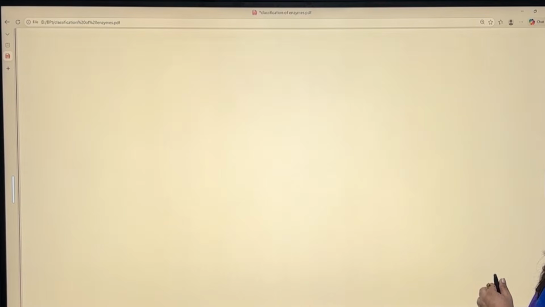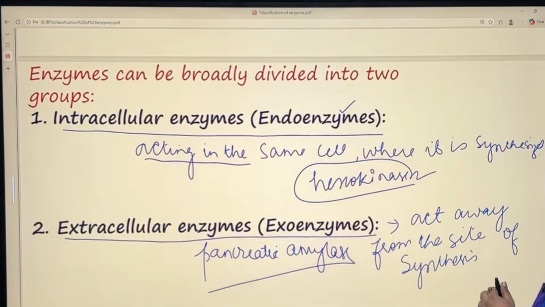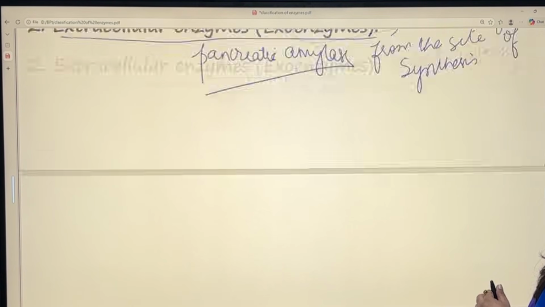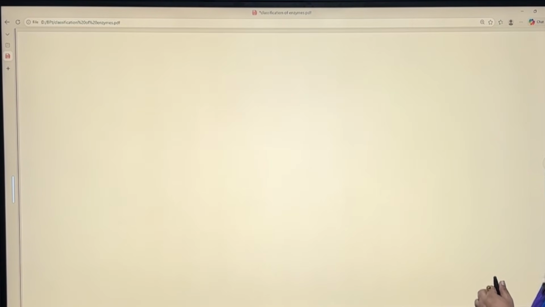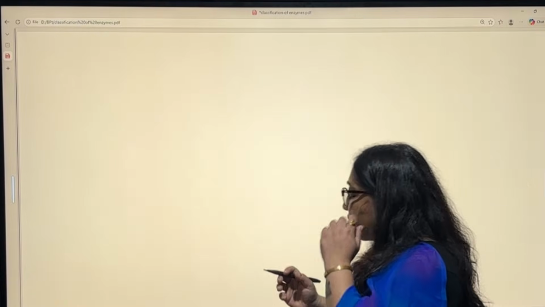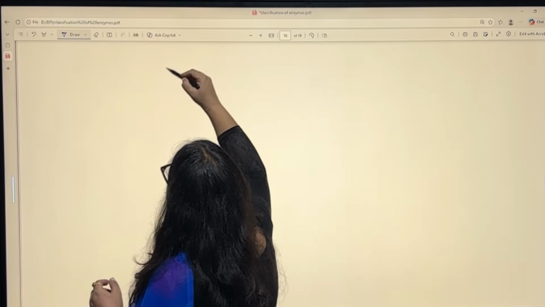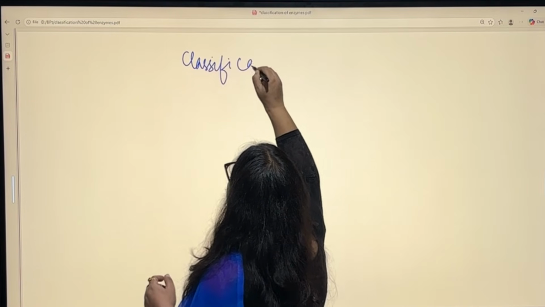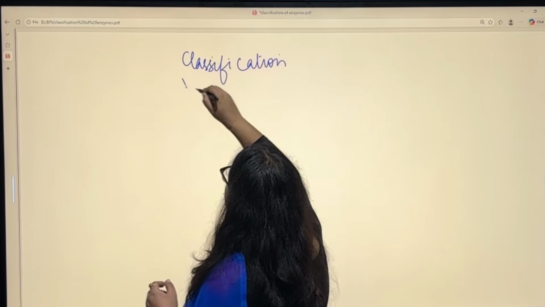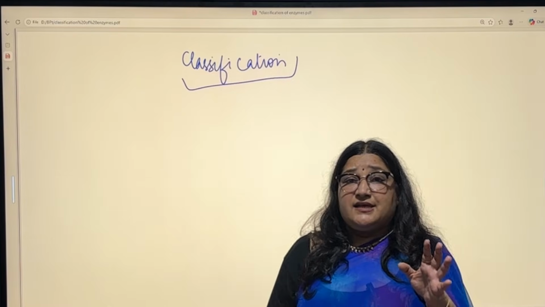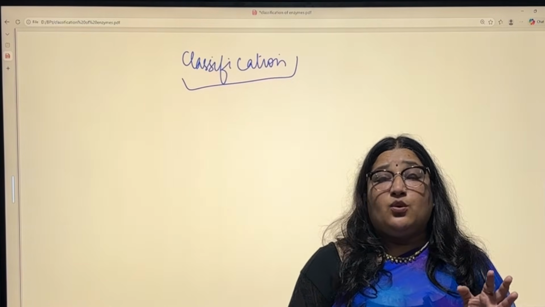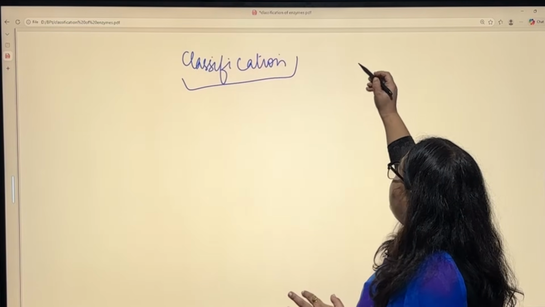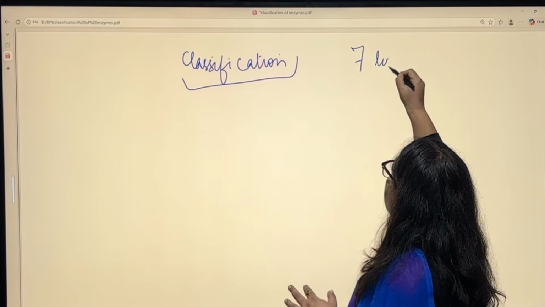Now, moving on to the classification of enzymes. Enzymes are classified into 6 classes by the IUB, but nowadays there is another class of enzyme known as translocases. So this has also been added, okay? So these enzymes are of 7 types.